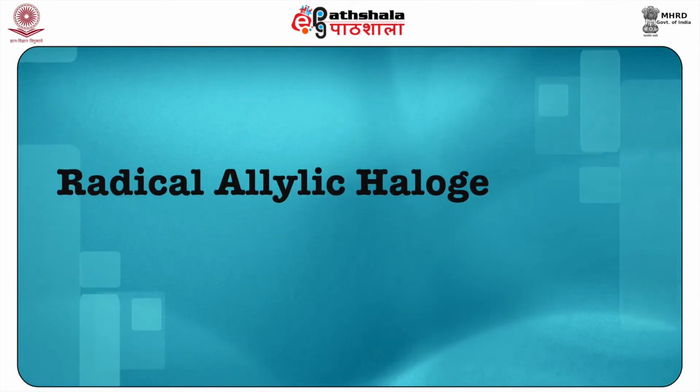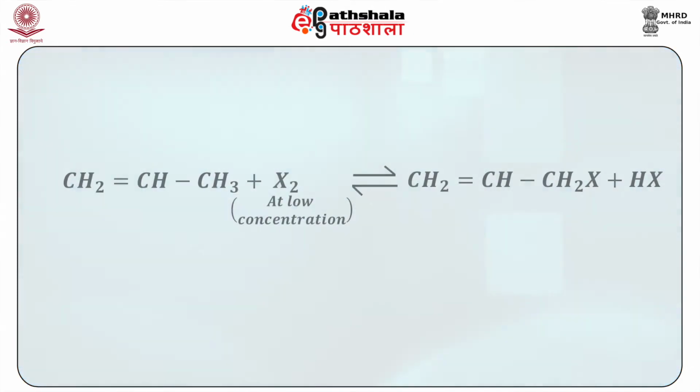Radical allylic halogenation. In the event of low halogen concentration, alkenes containing allylic hydrogens undergo a substitution at the allylic position rather than the addition at a double bond. The product obtained is an allylic halide. The carbon next to the double bond carbons is called the allylic position, which is acquired through the radical chain mechanism as shown here.